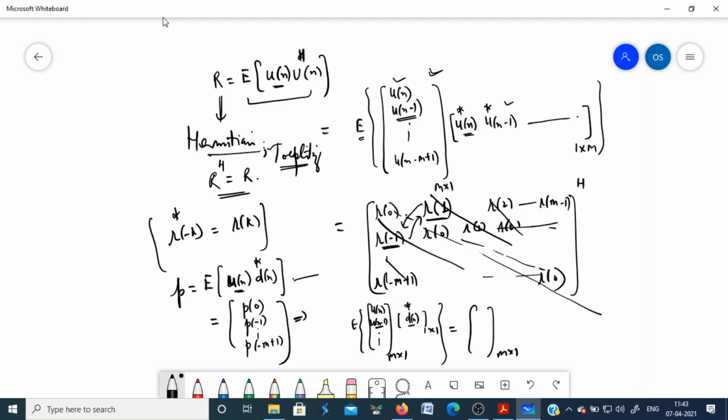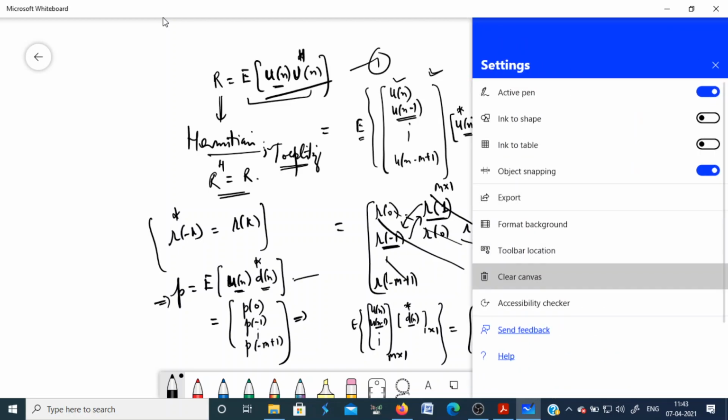So in the first case, u of n and its Hermitian transpose are both vectors. But when you find this P, u of n is of course an m dimensional vector, but d n is a single element, you can say. So this is how you can solve this equation in terms of matrices. The final solution we have in the Wiener-Hopf equation is that W o, the optimum solution, is given by R inverse P.